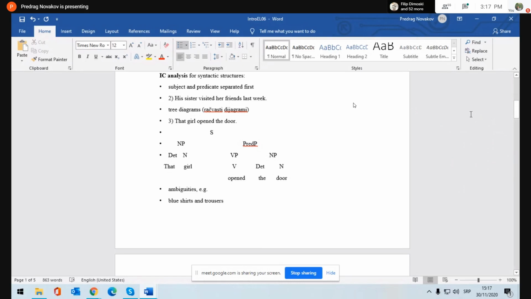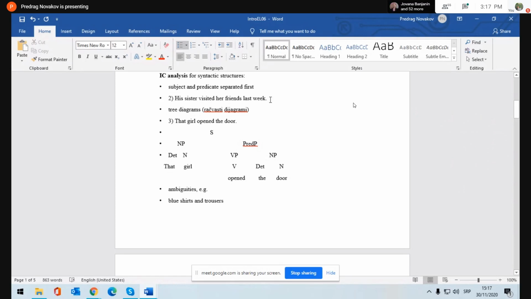Adverbial. Adverbial, denoting time. Adverbial, yes. Okay, so this is important. In the predicate part, if you have an adverbial, you separate the adverbial first. So we're going to separate it: visited her friends, one unit, and last week, the other unit, okay?